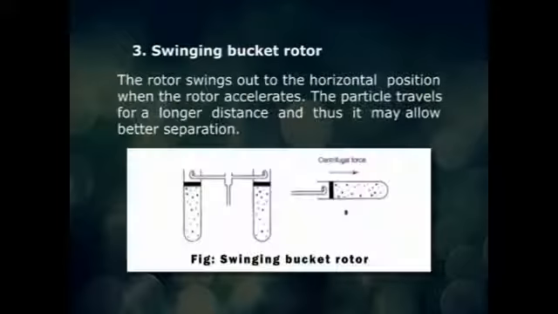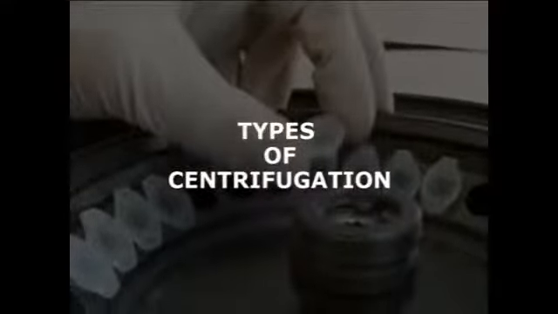The third one is the swinging bucket rotors. The rotor swings to the horizontal position when the rotor accelerates. The particle travels for a longer distance and thus it may allow better separation. Now we have different types of centrifugation. Depending on the speed used, it can be divided into low speed centrifugation, high speed centrifugation, and ultracentrifugation.